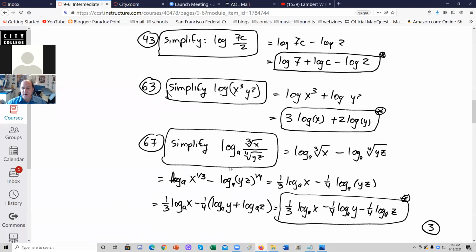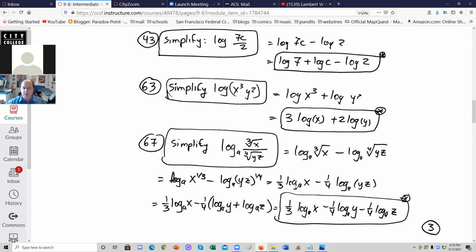And here we have something a little more complicated. Log base a of the cube root of x over the 4th root of yz. Okay, first, the logarithm of a quotient is a difference, so log base a of the cube root of x minus log base a of the 4th root of yz. Now, a cube root is a 1/3 power, and a 4th root is a 1/4 power. So we rewrite it as log base a of x to the 1/3 minus log base a of yz to the 1/4. Now we bring out the 1/3 and the 1/4.